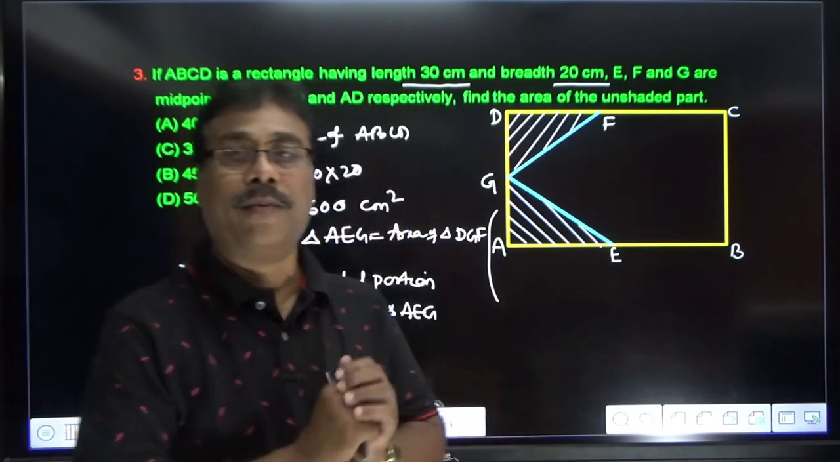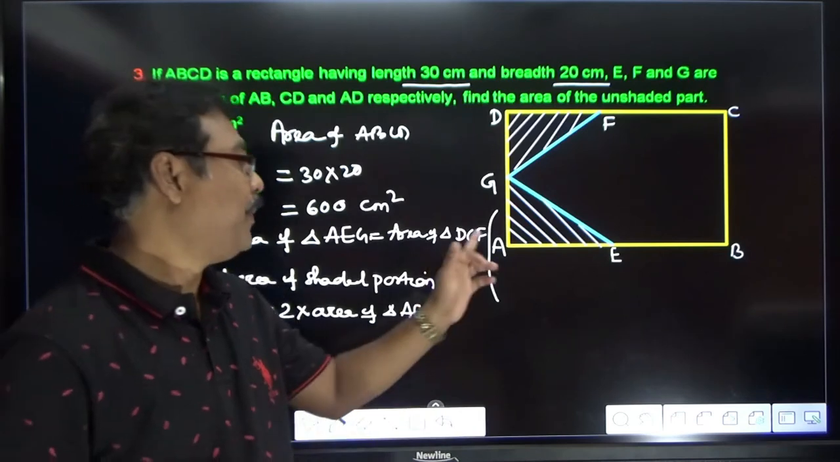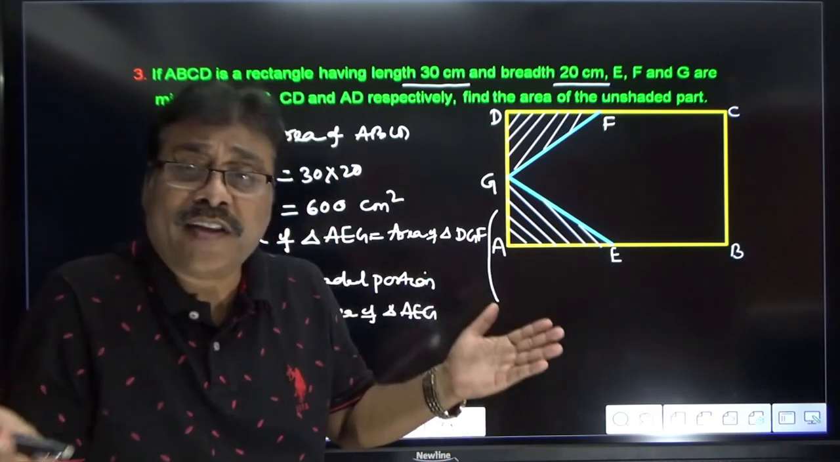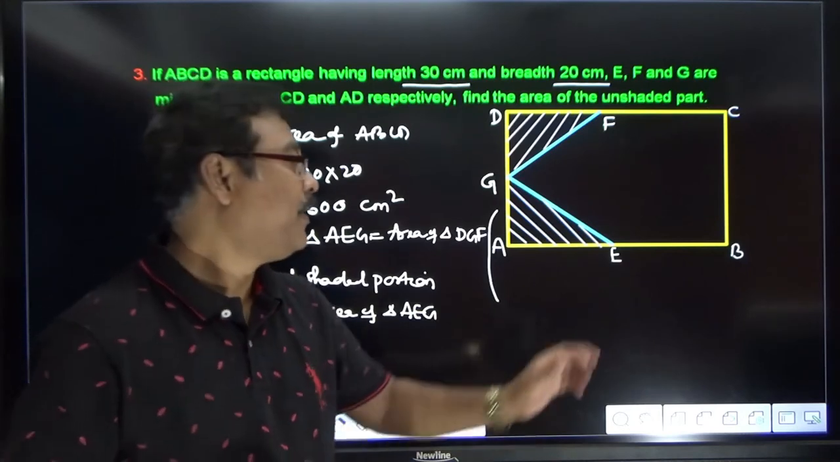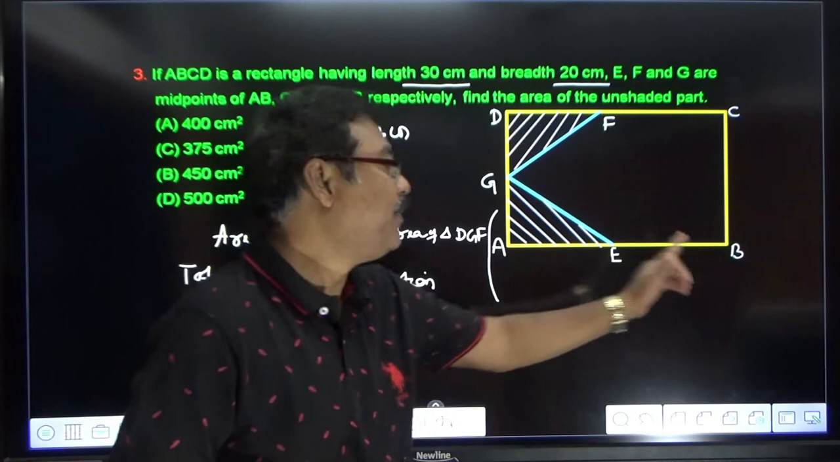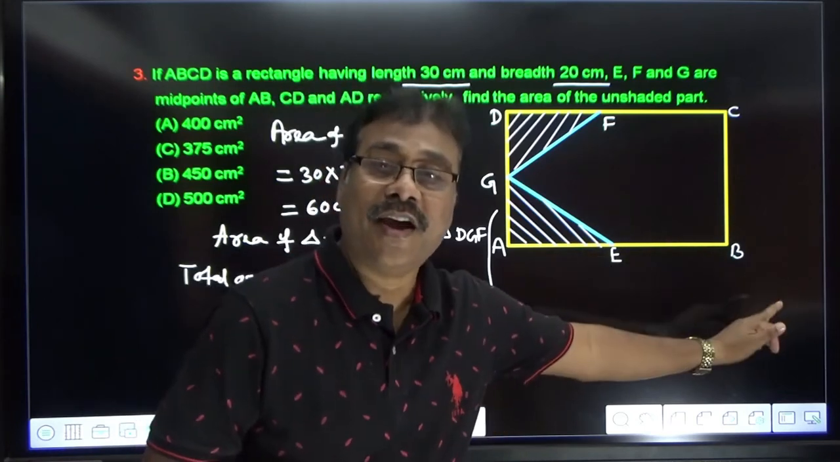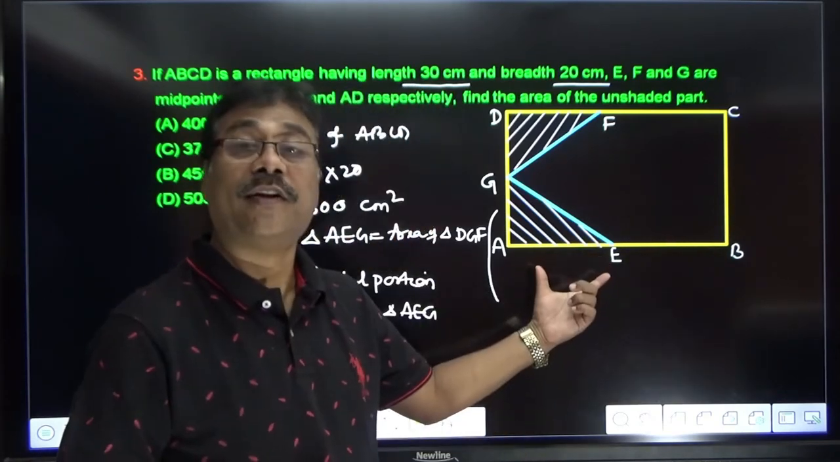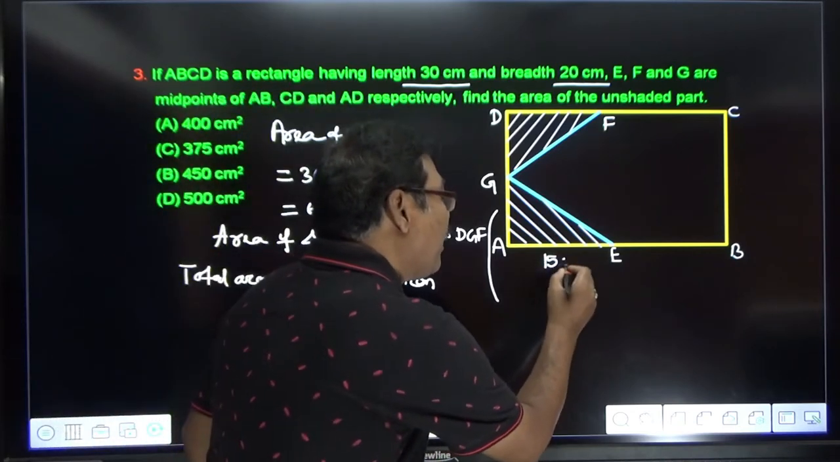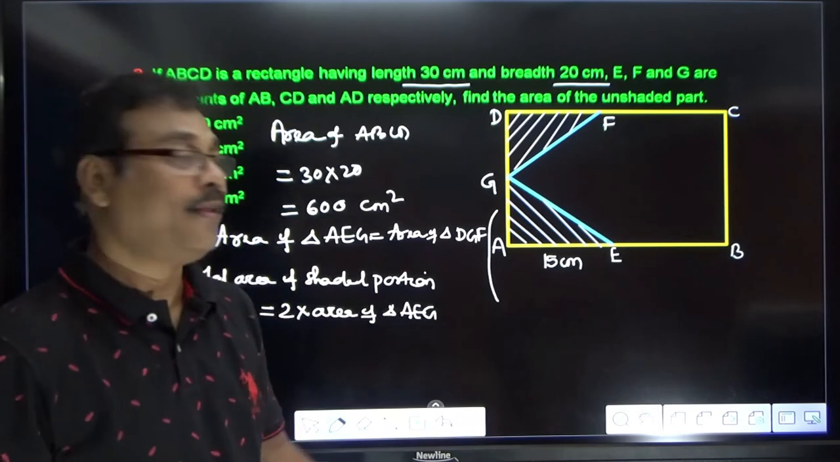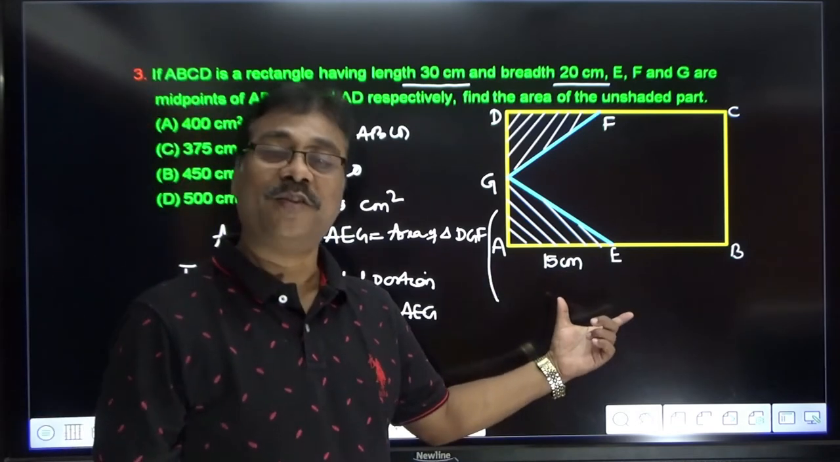Now the question is triangle area formula, half into base into height, that you know now. Okay? Now, what is the base? Base is this. But the question is, what is its length? As it is given, E is the midpoint of AB. And because AB is 30, so this has to be 30 by 2. And 30 by 2 is 15 centimeter. All of you got it now? This is 15 centimeter.